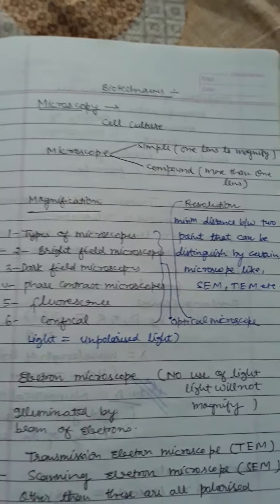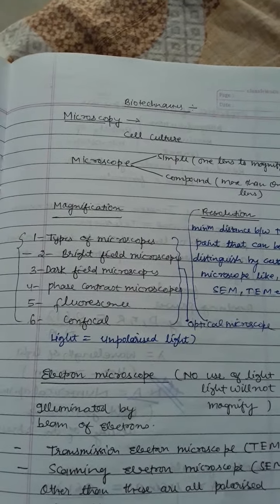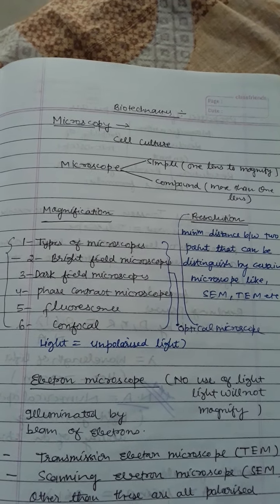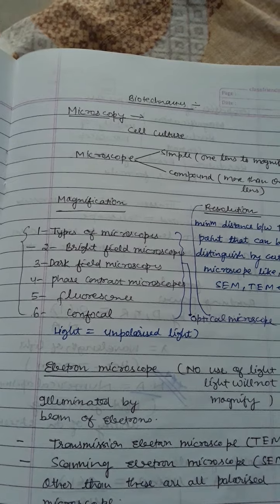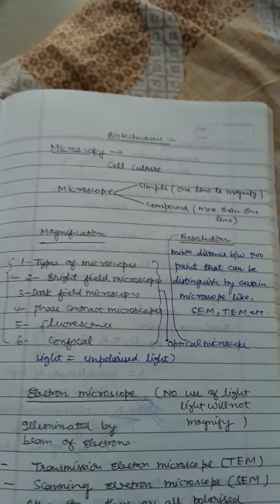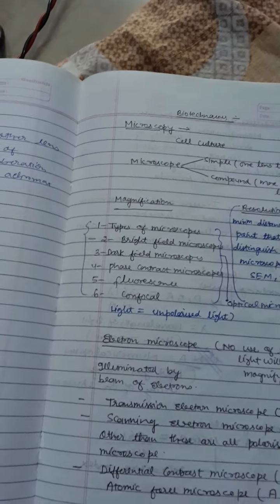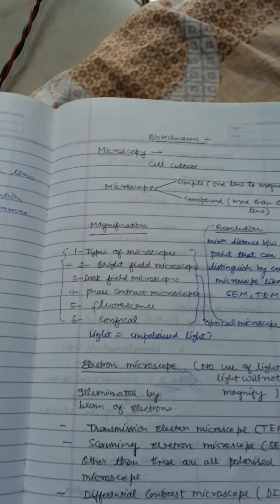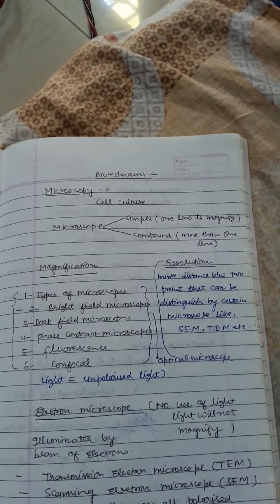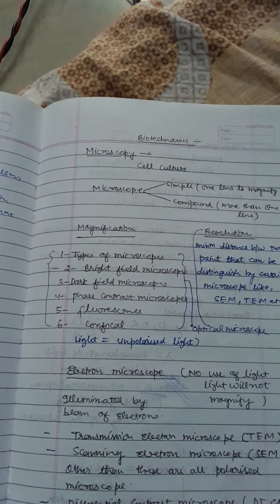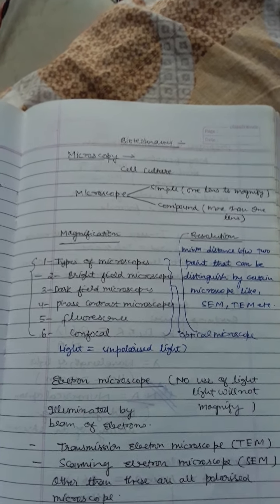A microscope can be of two types. That is simple and compound. In simple microscopes, only one lens is used to magnify the objects, while in the case of a compound microscope, you can see here that more than one lens is used. There are several properties of the microscope. What it does, it magnifies the objects.